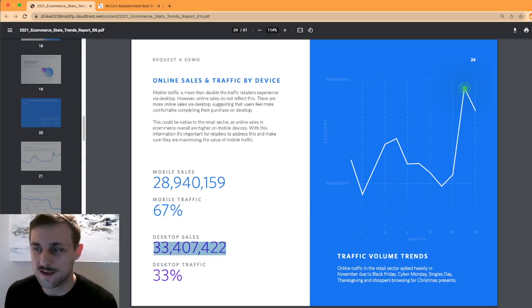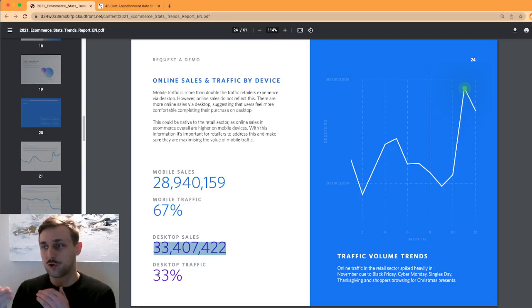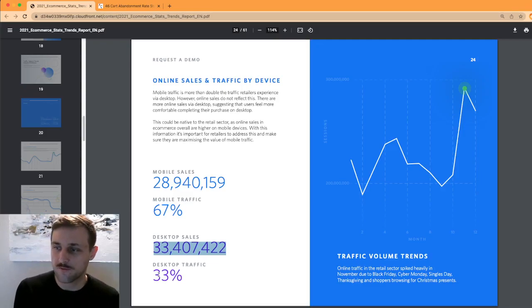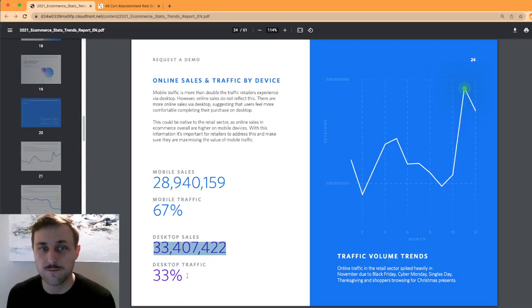Not that much higher, but compared to the traffic, it means that they're converting 2 times more frequently, or maybe 2 times as much in value. So the average order value also might be different from mobile than desktop. So that's quite interesting. So desktop still represents the majority of the sales, even though mobile has 2/3 of the traffic.